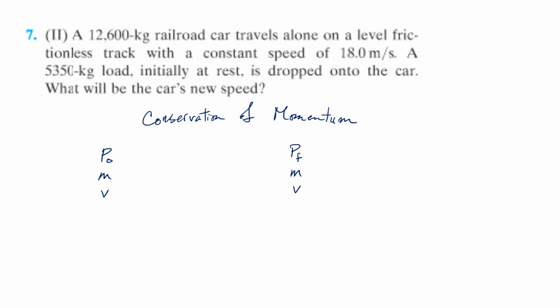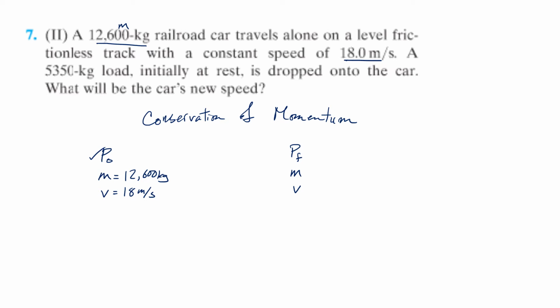A 12,600 kilogram railroad car travels alone on a level track, and it has a velocity of 18 meters a second. So this is obviously my m, and that's not going to change, I don't think. Let's see. Oh, it will change. This is good because that means we can find our initial momentum.